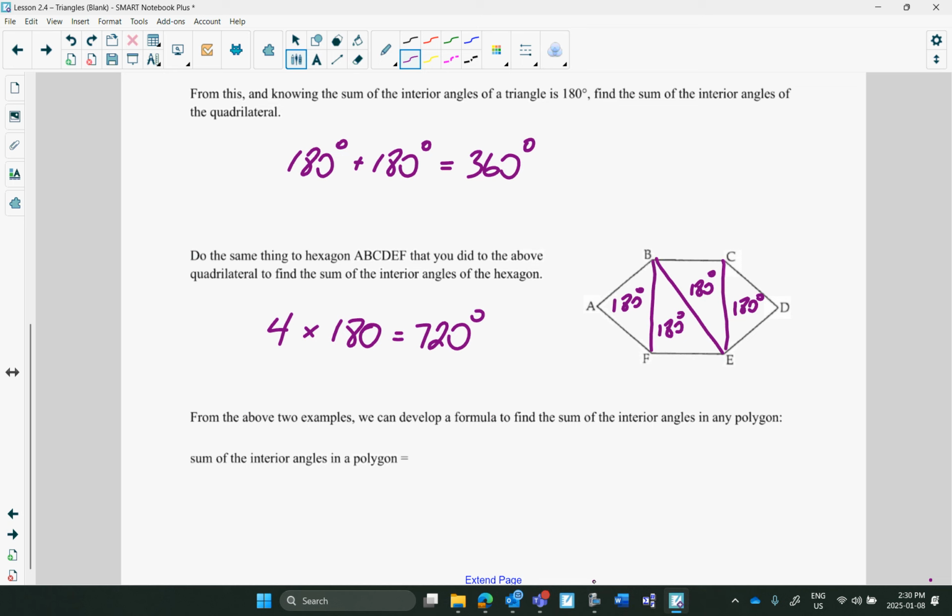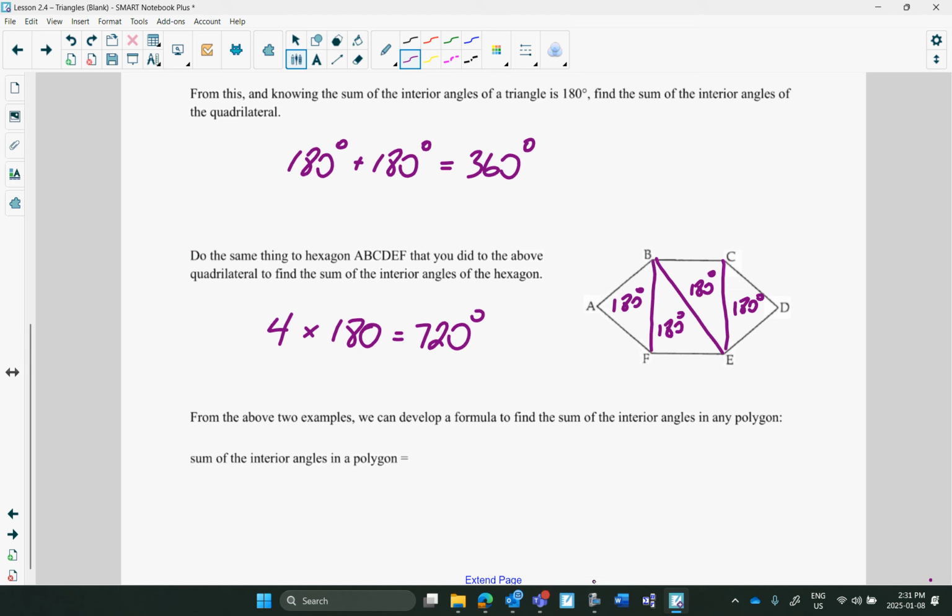In a four-sided polygon, I could make 2 triangles, right? In a six-sided, I could make 4. How many do you think I could make in a 7-sided, following the pattern? In a 4-sided, I could make 2. In a 6-sided, I could make 4. What's happening every time? The difference between the sides and the number of triangles is 2, right? So in a 7-sided, how many could I make? 7 minus 2. 5 triangles.